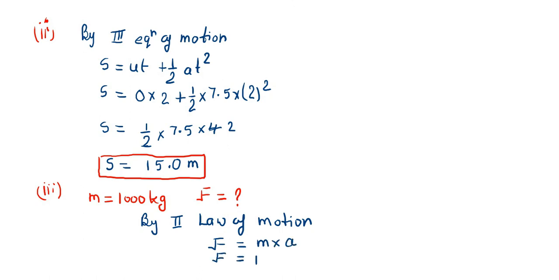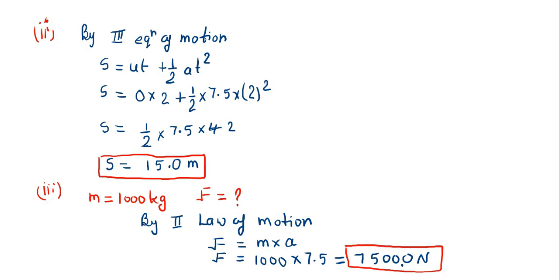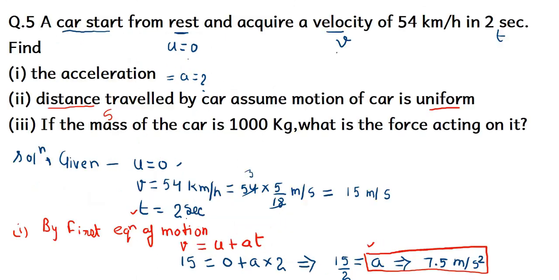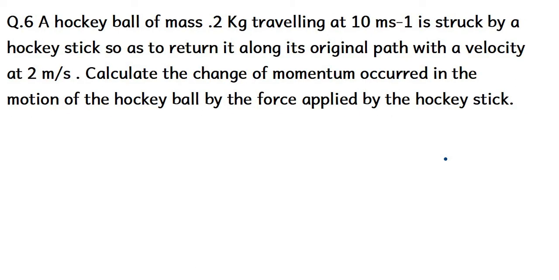We can place the values. Mass is given as 1000 kg, acceleration we have found is 7.5. So the answer will be 7500 Newton. Unit of force is Newton. Okay student, I think it is clear to you. This had 3 different points and we have solved all 3.